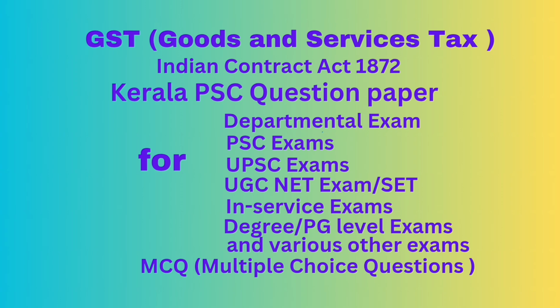Question number 93. Specific performance will not be ordered dash. Answer: option A where monetary compensation is an adequate remedy. Option B where the court cannot supervise the execution of the contract. Option C where the contract is for personal service. Option D all of the above. Correct answer option D all of the above. Question number 94. Injunction may be dash. Answer: prohibitory or mandatory.